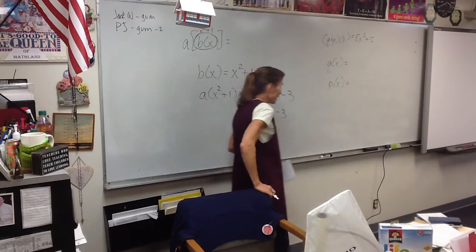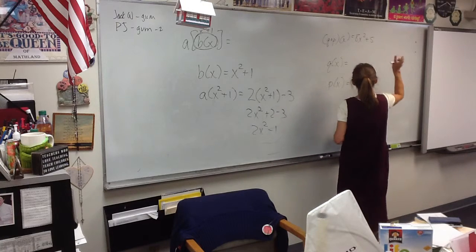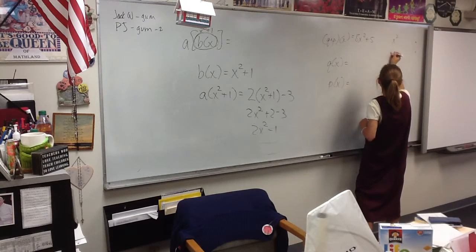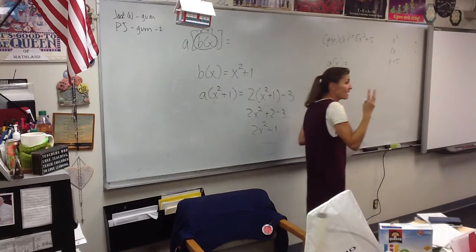All right, well, what has to happen? What does this function have to accomplish? 3 things. What has to be accomplished? Got to square, got to times by 8, add 5. Got to have those 3 things happen in that order.